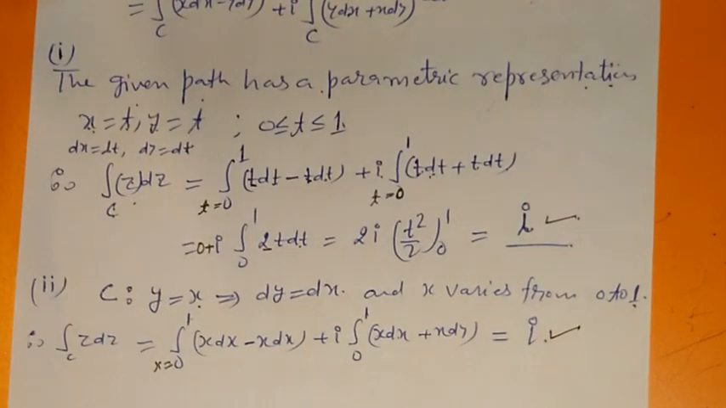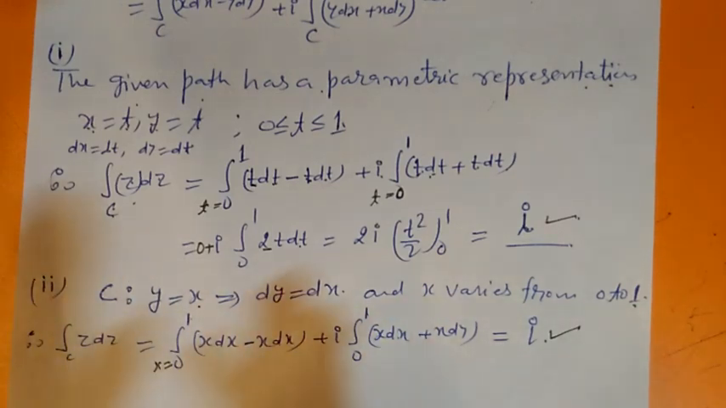So if we apply different methods to compute the line integral along the curve C, we obtain the same result. This is the detailed procedure to compute the line integral with the help of the parametric representation and with the help of the curve.